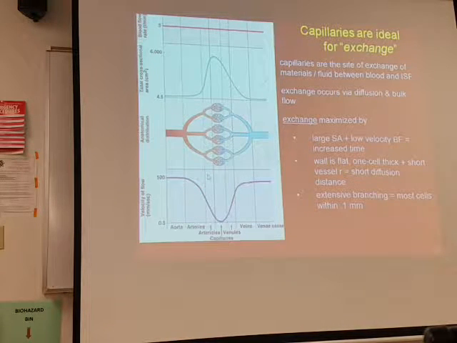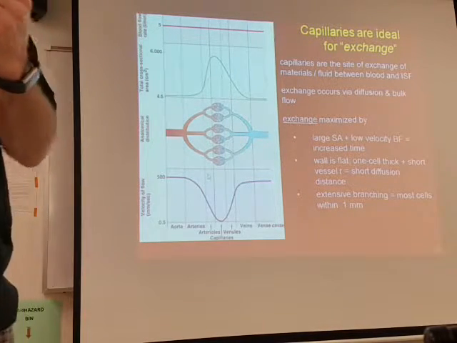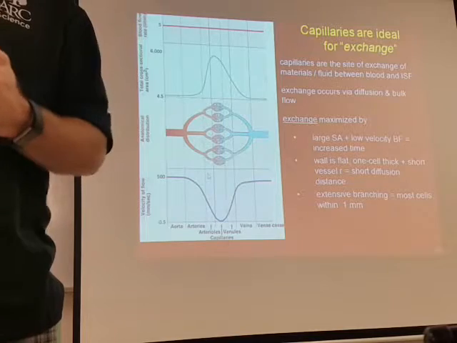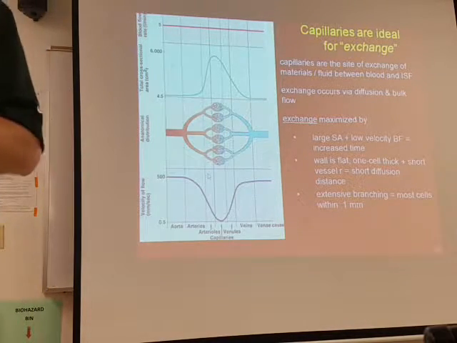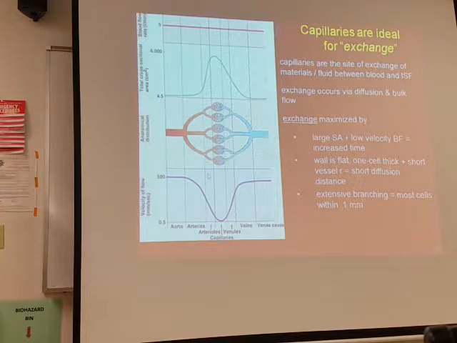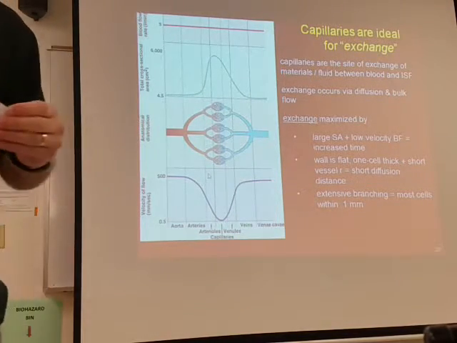Extensive branching not only gives us that huge surface area, but it tends to mean that, on average, just about every cell in the body is within a millimeter from a capillary. Almost every cell is right next to the blood supply. Now that being said, remember there are some tissues that are avascular. So this isn't true for all cells.